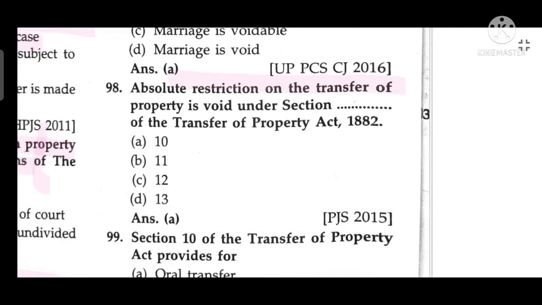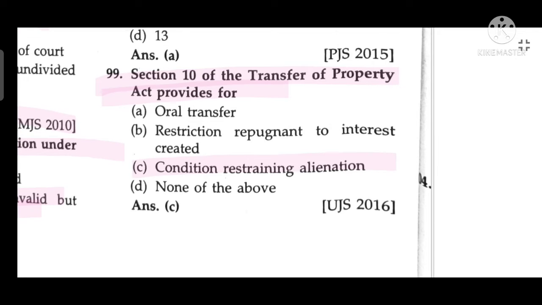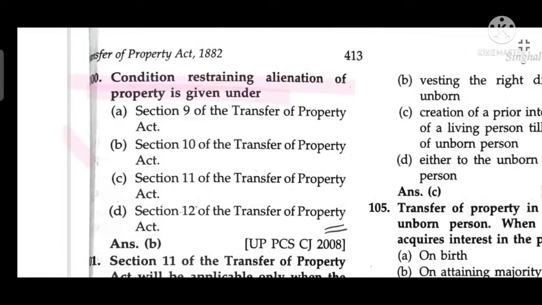The absolute restraint of transfer of property is void under Section 10 of Transfer of Property Act. Section 10 of Transfer of Property Act provides for condition restraining alienation. Condition restraining alienation of transfer of property is given under Section 10 of Transfer of Property Act.